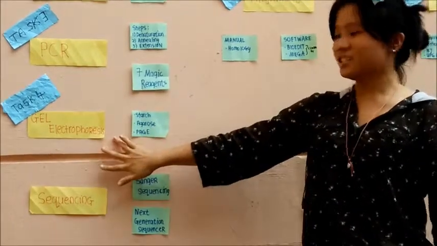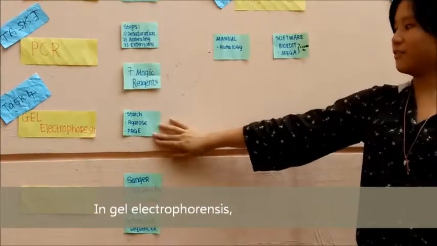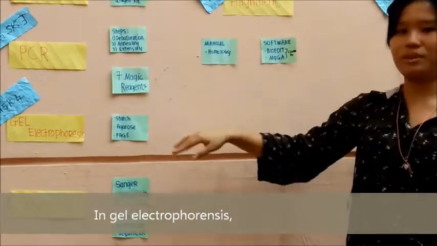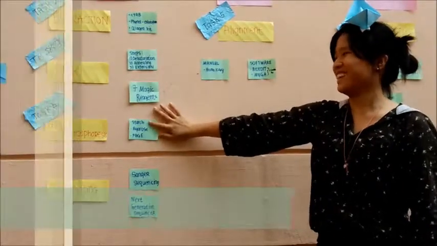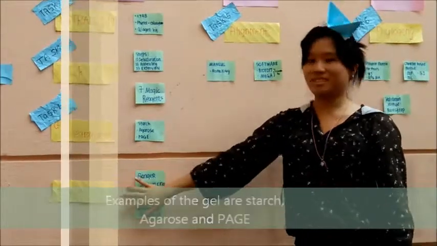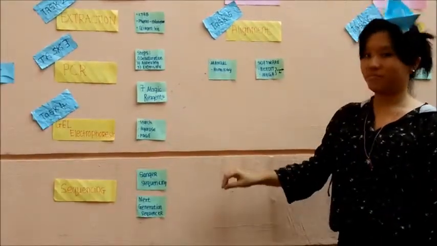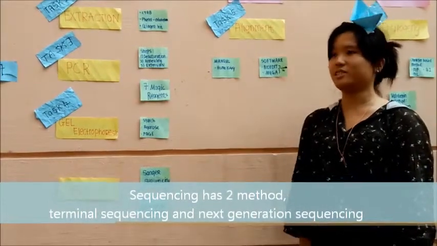In gel electrophoresis, there are examples of the gel such as starch, agarose, and polyacrylamide. In sequencing, there are 2 methods such as Sanger sequencing and next generation sequencing.